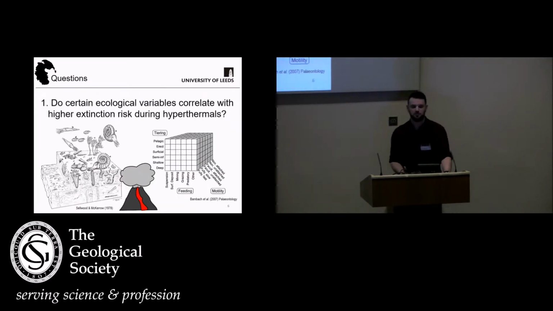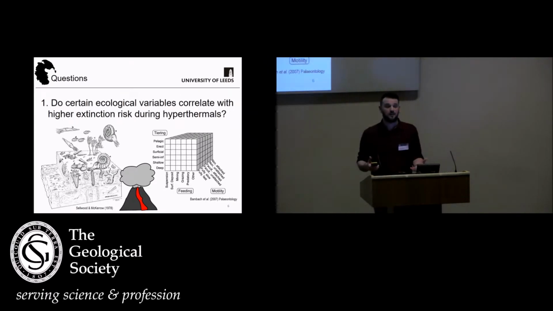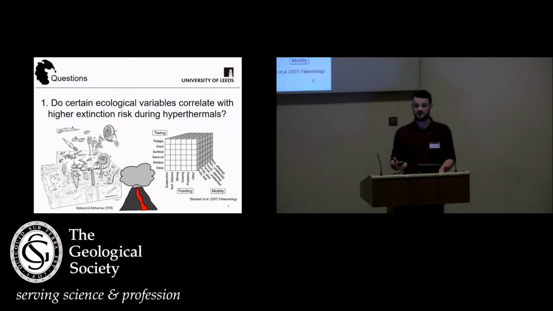So we want to ask a number of questions. First of all, do certain ecological variables correlate with higher extinction risk during these hyperthermal events? So maybe where an organism is living, how it's feeding, how motile it is, things like that. Are any of these ecological traits selected against? There's a lot of research out there that suggests that certain ecological traits or certain ecosystems are selected against in mass extinctions, whereas others might say that mass extinctions are notoriously non-selective and that it's just luck whether you survive them or not.